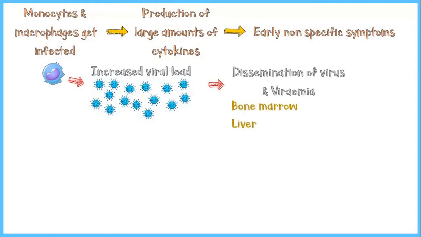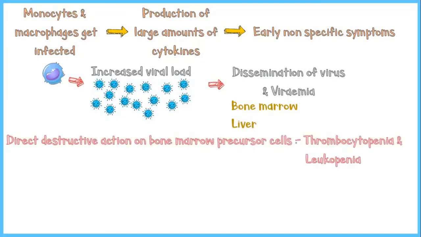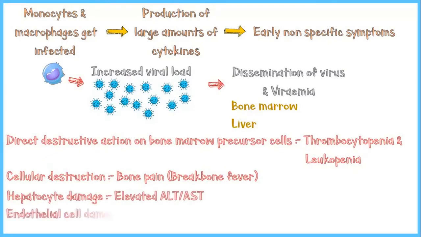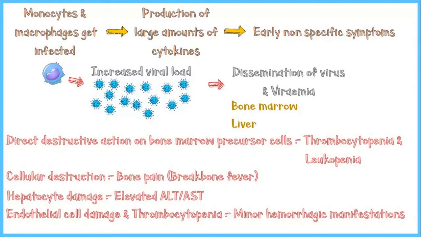and the liver. Direct destructive action of the virus on bone marrow precursor cells will cause thrombocytopenia and leukopenia. And due to the cellular destruction, the patient gets severe bone pain. Because of its severity, this pain is also called break bone pain. Hepatocyte damage will give rise to elevated transaminases in blood. And due to endothelial cell damage and thrombocytopenia, the patient will have the minor hemorrhagic manifestations we discussed above.